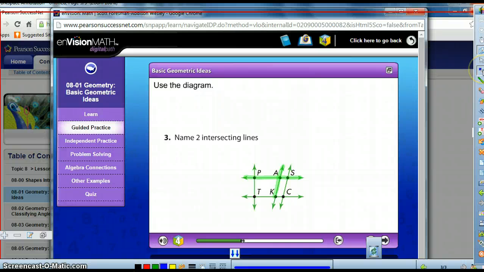Now, when I write my answer for this, 2 intersecting lines, a line goes on forever, right? So PS, there's my 2 points of that line. So what do you think the symbol for a line is going to be? What do we have to have, Brendan? An arrow on each side. That means this is a line that goes on forever. So line PS and line AK are both intersecting lines. They cross.